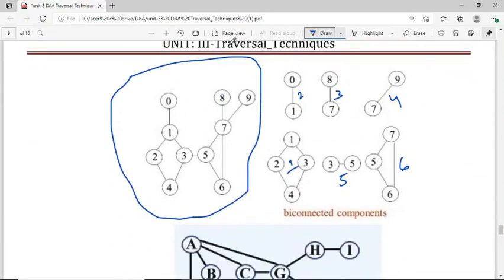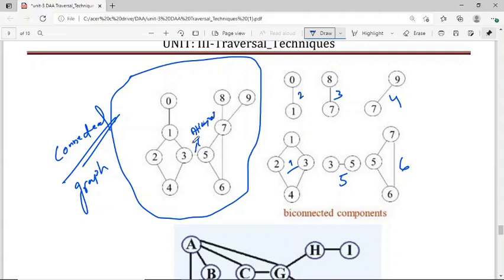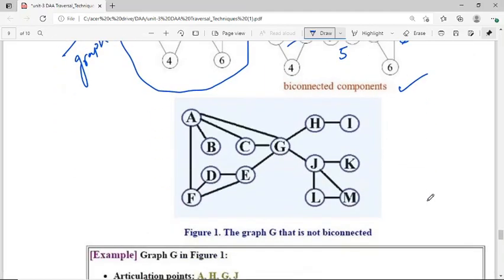Okay, this is a connected graph, because it has an articulation point here. So this is an articulation point. It is a connected graph, but it is not a biconnected graph. So we break the connected graph into biconnected components.